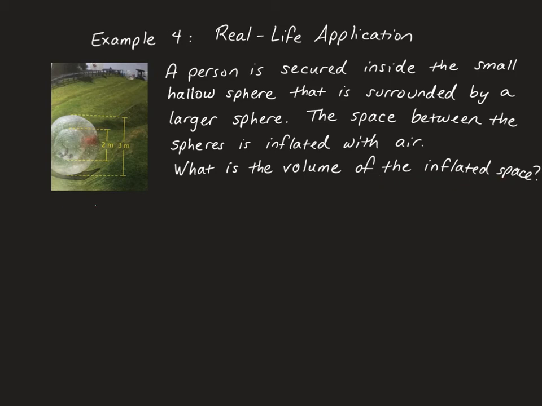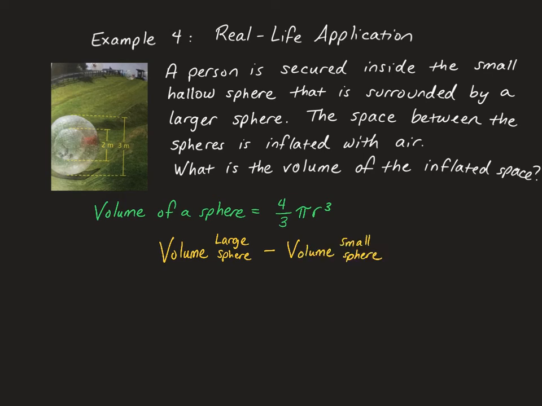In order to answer this, we need to know that the volume of a sphere equals 4/3 pi r cubed, where r is the radius of the sphere. So in this problem, we need to take the volume of the large sphere and subtract the volume of the small sphere. So let's see if we can find the radius. The radius of the large sphere would be half of this length, because that length, 3 meters, is the distance across the whole entire sphere. And so we need to find out what half that is. So the radius of the large sphere is 1.5 meters.